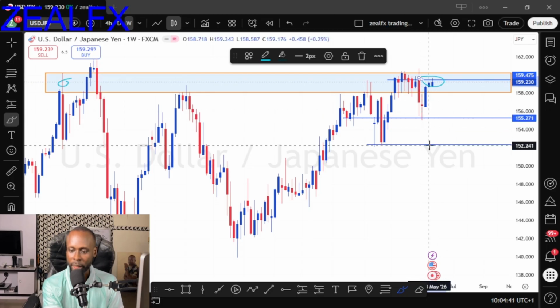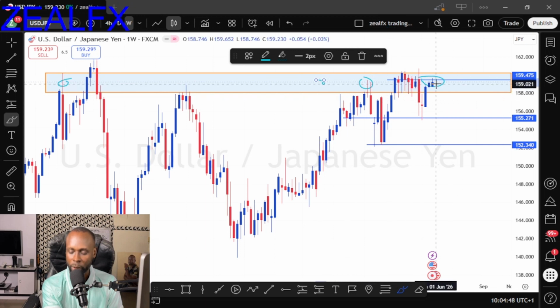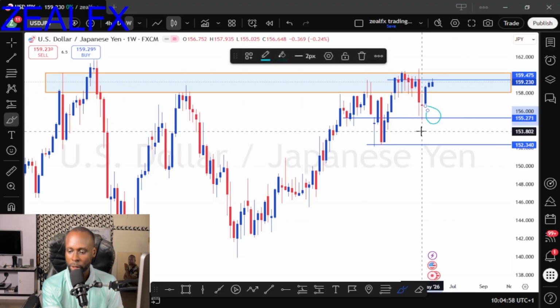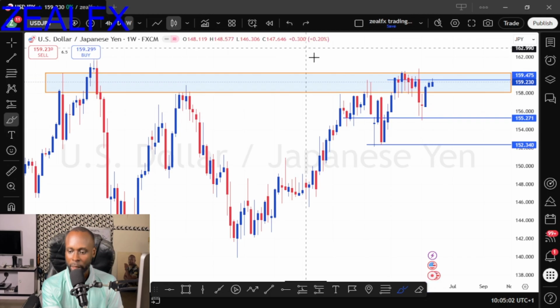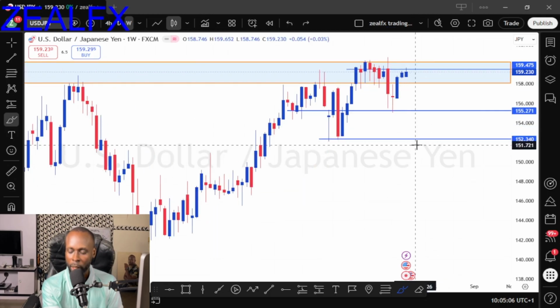What does this indicate? This indicates this level still remains a strong resistance level for sellers to take charge on the USDJPY. So what we expect this week on USDJPY, we expect price to drop this week back to this support area. You can see from the weekly time frame we are starting to build a downtrend momentum for the USDJPY.